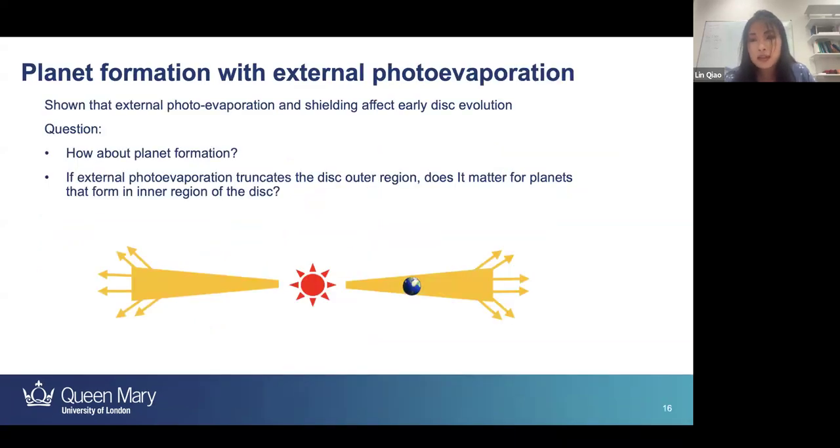So now, given that I have demonstrated that disk evolution can be strongly affected by external photoevaporation in a stellar cluster, it naturally leads to the question of how planet formation in such disks is affected by their natal cluster?